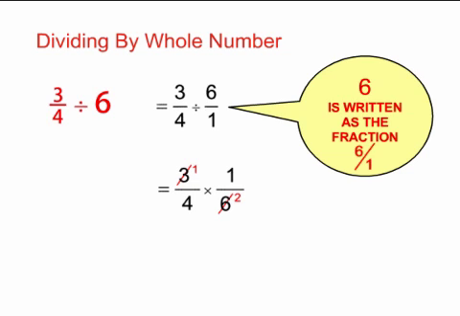Look again for terms that cancel. Here 3's going into 3 once, 3's going into 6 twice. Nothing else cancels. Multiply out the numerator, 1. The denominator, 4 times 2 is 8. So our answer to this question is 1 over 8.